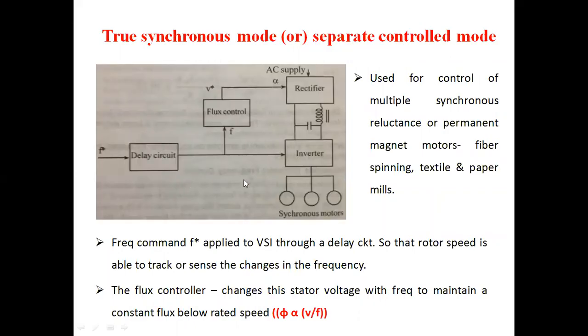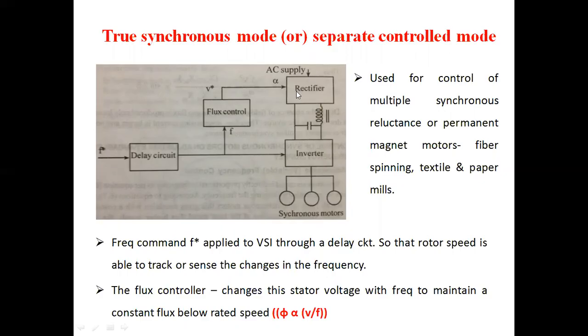So see this block diagram. It clearly shows how the separate control mode of operation is done for a synchronous motor. First see it in terms of open loop operation. AC supply is given to the rectifier, which converts AC into DC. That DC has a number of ripples, so to remove the ripples we are using an LC filter. Then the DC is given to the inverter circuit. The inverter converts DC into variable frequency AC voltage, which is given to the multiple synchronous motor drives.